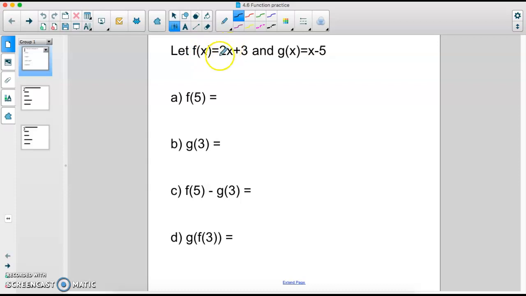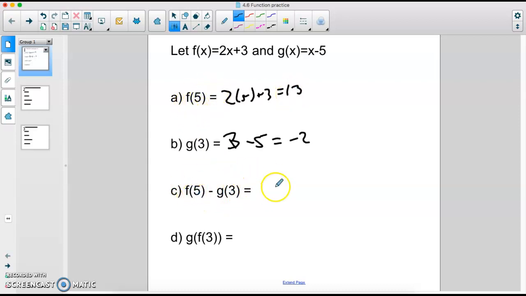So we plug 5 into the f function. We get 2 times 5 plus 3 equals 13. Okay, and then g of 3, we plug in 3 for x, and we get 3 minus 5, which is negative 2.